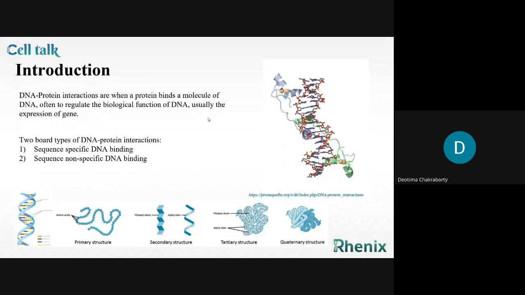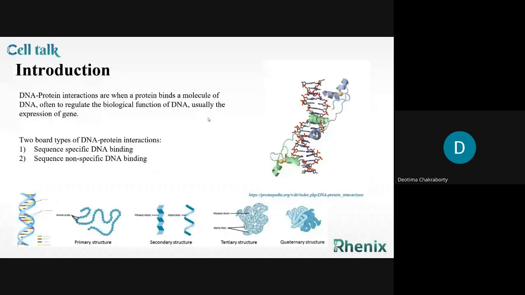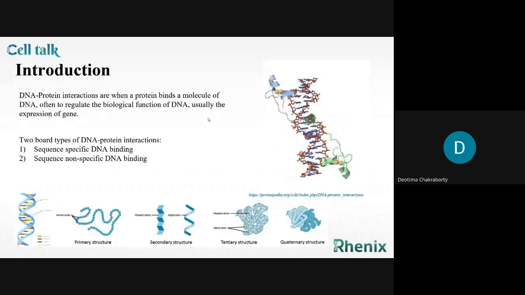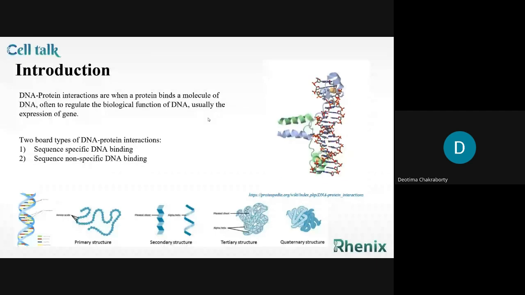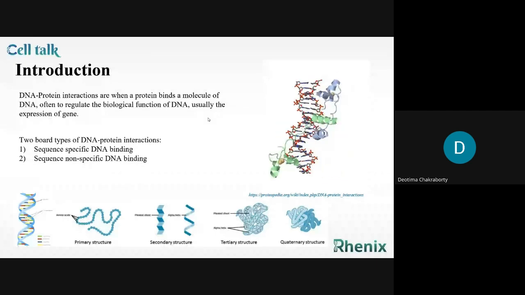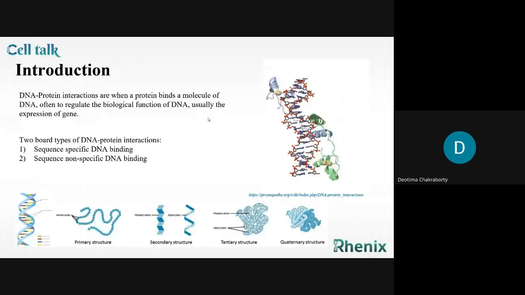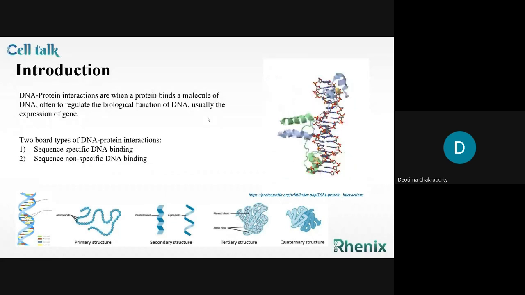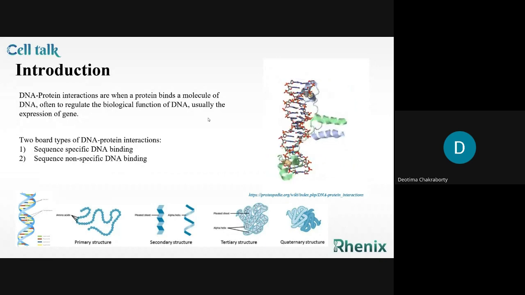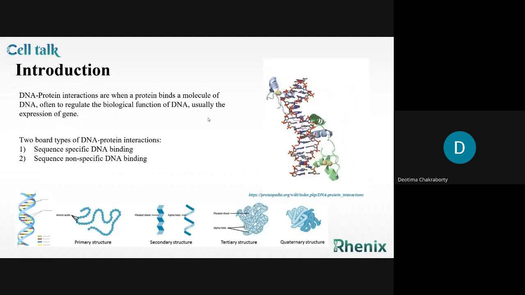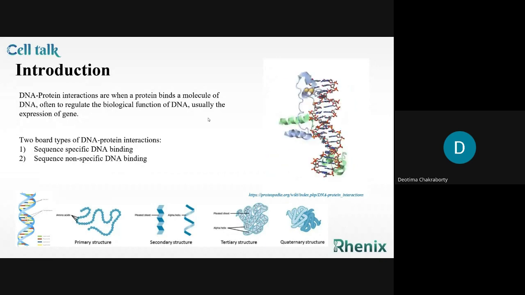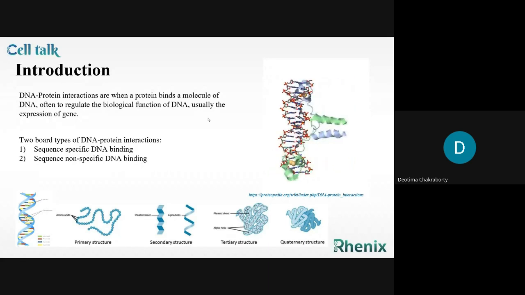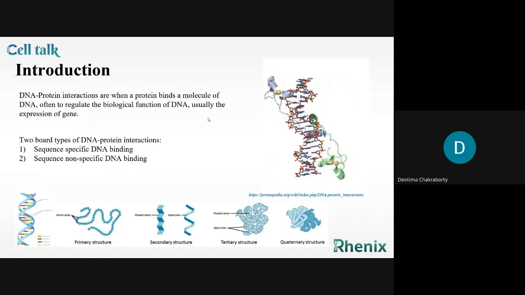There are mainly two types of DNA protein interaction. One is sequence specific DNA binding, the other is sequence non-specific DNA binding. In sequence specific binding, the protein binds on a site having specific nucleotide sequence, and for sequence non-specific DNA binding, the DNA binding protein can bind to a DNA in a random position in the sequence of DNA.